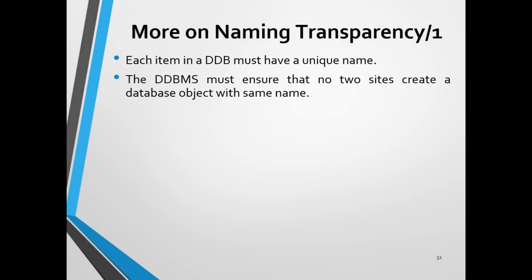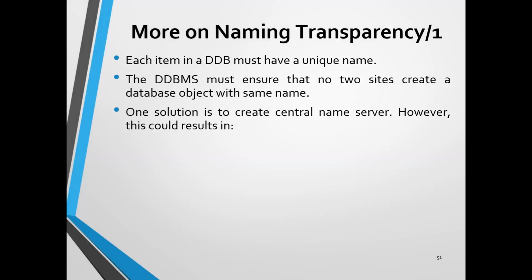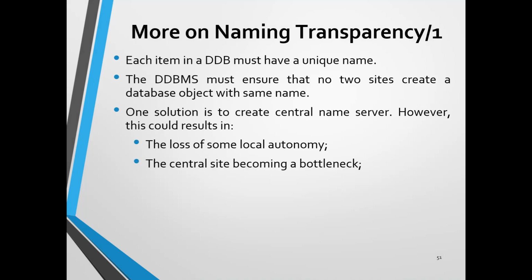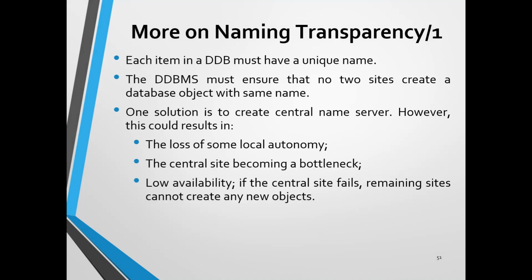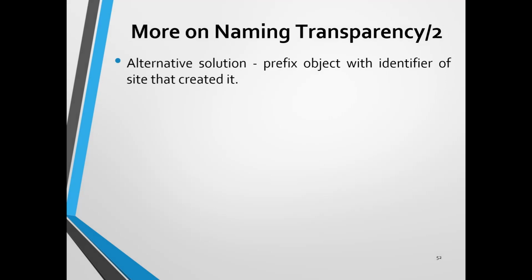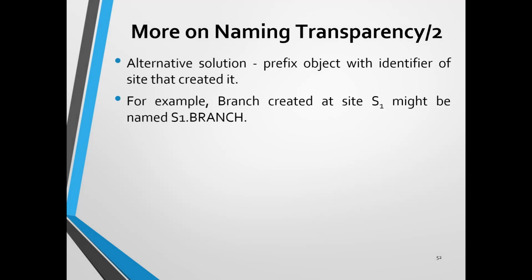So, more on naming transparency. Each item in a DDB must have a unique name. The DDBMS must ensure that no two sites create a database object with the same name. One solution is to create a central name server. However, this will result in the loss of some local autonomy, the central site being a bottleneck, and low availability if the central site fails. An alternative solution would be to prefix each object with the identifier of the site that created it. For example, a branch created at site S1 might be named S1.branch.